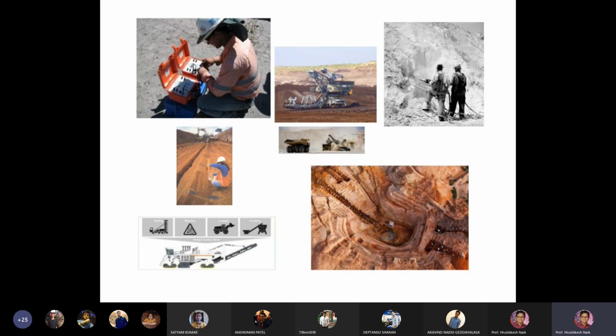So these methods are used where consolidated minerals are there.